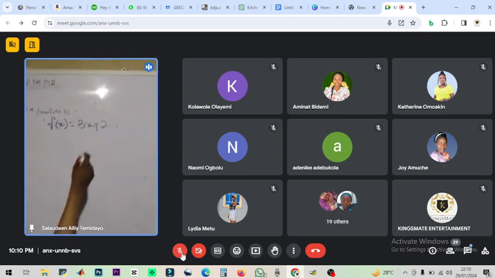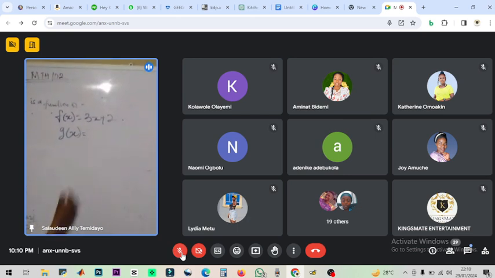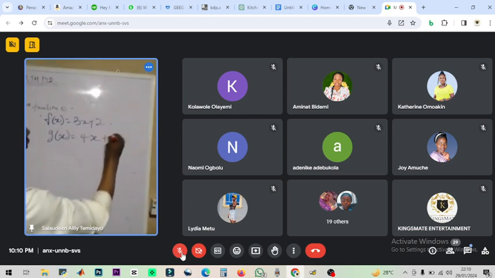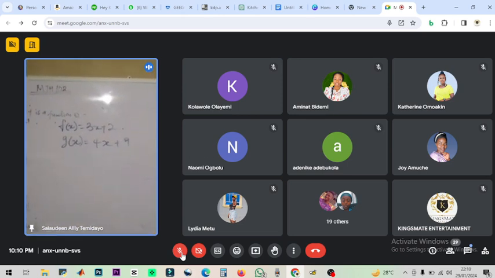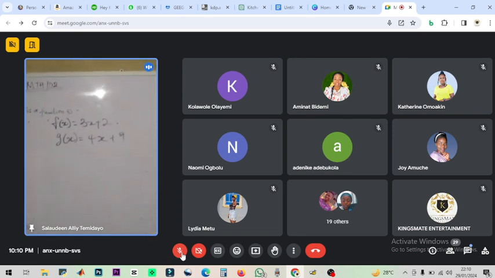F of x equals 3x plus 2. So g of x equals 4x plus 9. This one is your work, this inverse. And this is also something you must understand.